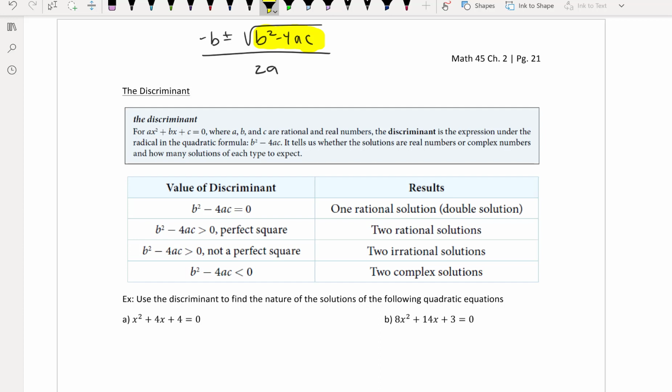So when that value is equal to 0, you have one rational solution. If it's going to be a positive number, something that's greater than 0, you'll have 2 rational solutions. If it's greater than 0 and not a perfect square, then it'll be 2 irrational solutions. And if it's a negative value, meaning it's less than 0, then you have 2 complex solutions.